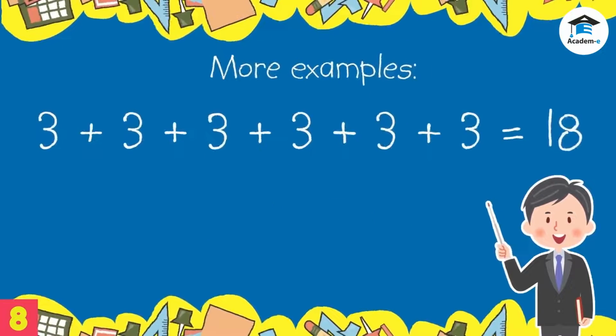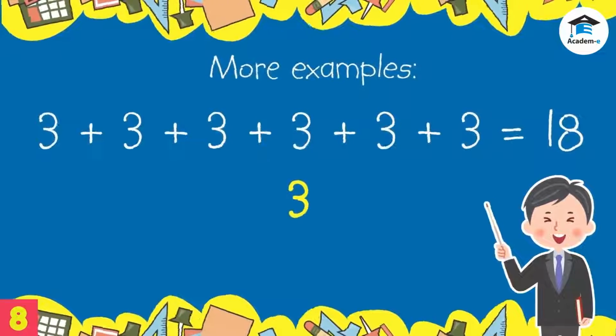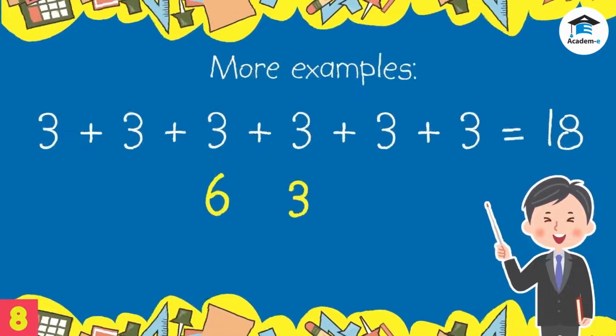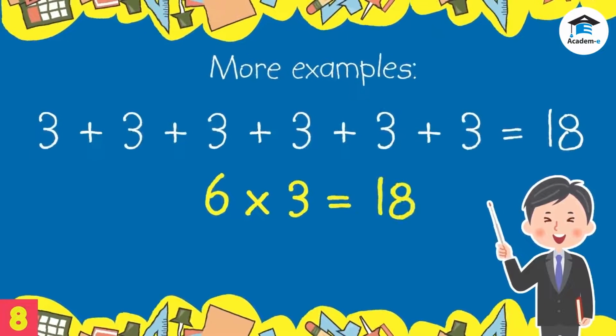Third example is 3 plus 3 plus 3 plus 3 plus 3 plus 3, which gives us 18. We're going to add up a batch of 3s. Let's put 3 here, and how many 3s are we going to add up? 6. Let's put 6 here. In multiplication sentence, it is 6 times 3, and we get the product of 18.